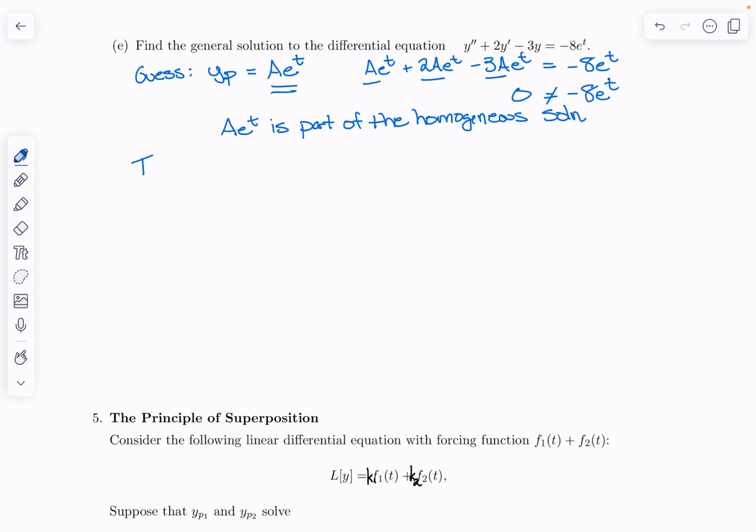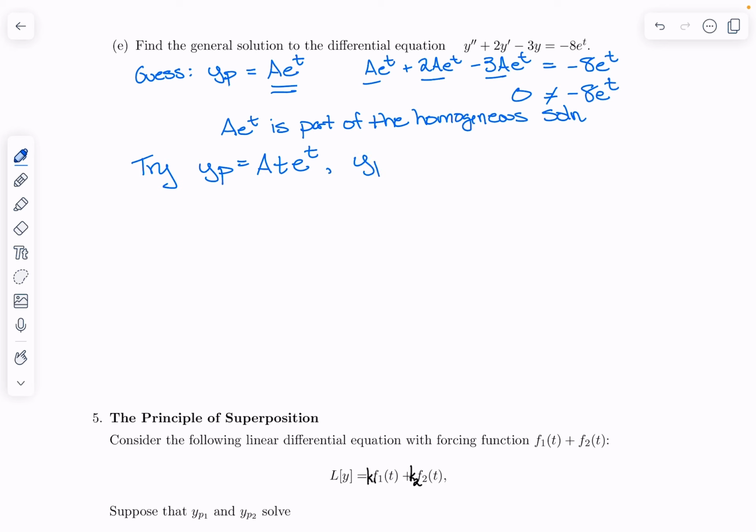Well, let's try something that we did in the previous lesson when we had repeated roots of our characteristic polynomial and we only had one linearly independent solution, and that was to guess t times my previous solution. So we're going to try a t e to the t.